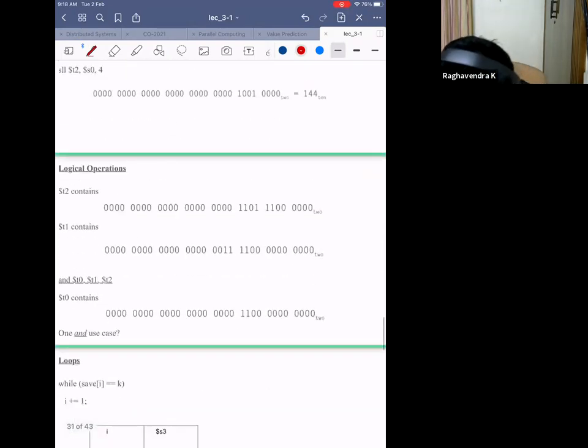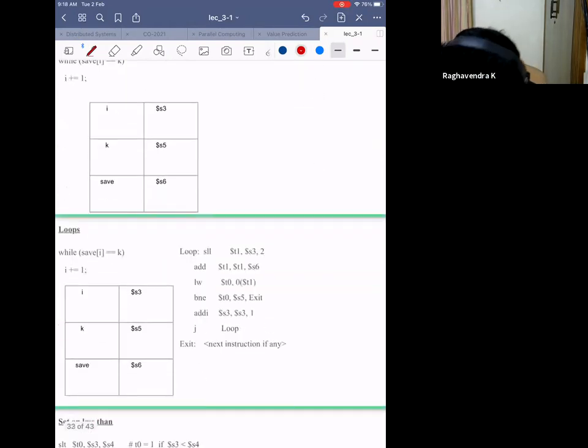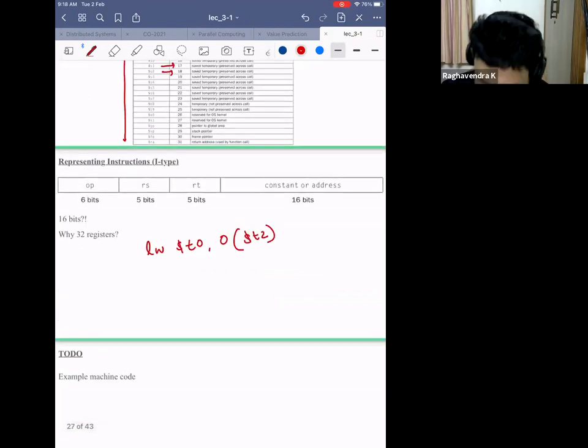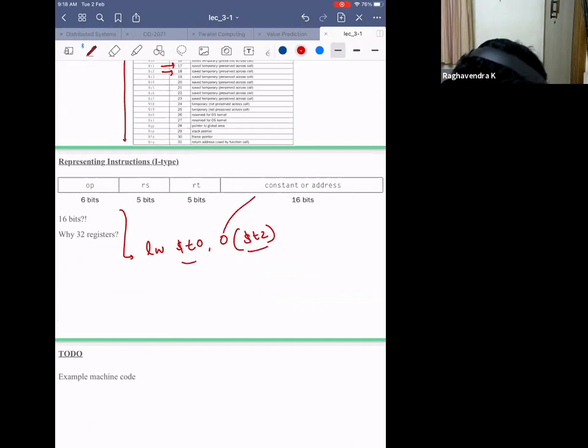I take this same thing, it's not confusing. Okay, so one of the examples of an I type instruction is this. This is one of the sources, this is another source, and this is the constant. Now we are saying the constant is 16 bits. I hope you guys know what this means.